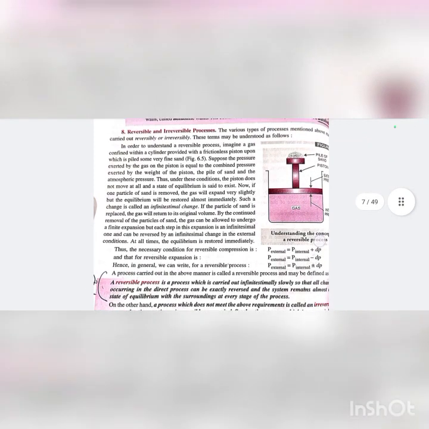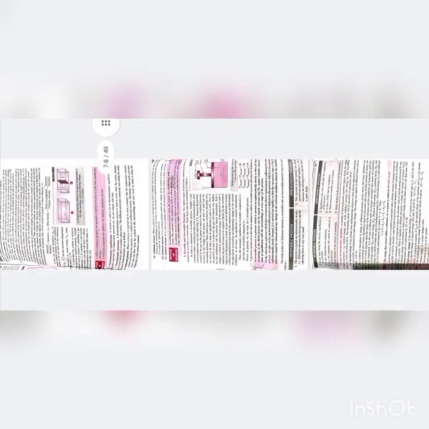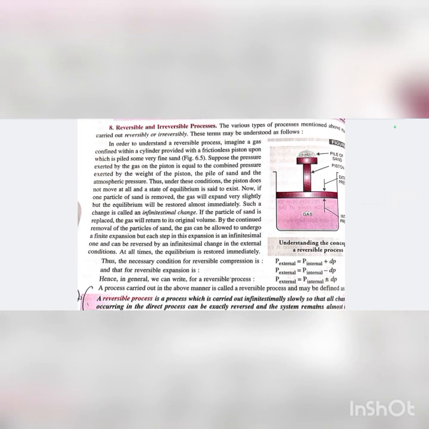Next are reversible and irreversible processes. The various types of processes mentioned above are carried out reversibly and irreversibly. These terms may be understood as follows. In order to understand a reversible process, imagine a gas confined within a cylinder provided with a frictionless piston, upon which is spilled some very fine sand. Suppose the pressure exerted by the gas on the piston is equal to the combined pressure exerted by the weight of the piston, the pile of sand, and the atmospheric pressure.